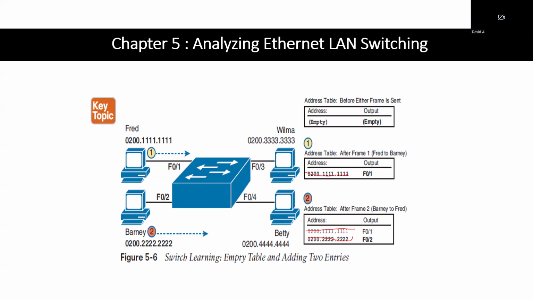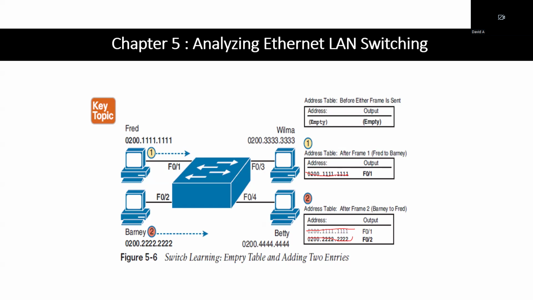If Fred is trying to send a frame and there are no entries in the MAC address table, nothing matches it. What the switch is officially going to do now, guys, stay with me, is forward the frame out of all interfaces except for the incoming interface where it received the frame. The process that I just explained is called flooding. I'm going to say it again.